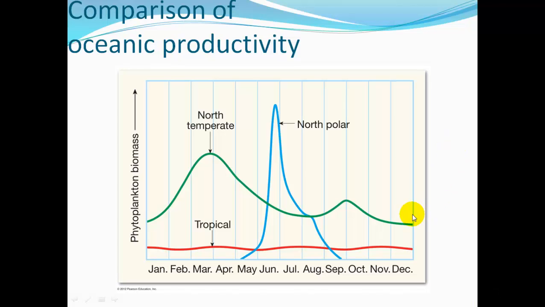Okay. Now in northern temperate regions, the productivity in general is going to be higher in the spring, with a secondary peak in the fall. The north polar height of productivity is in that summer zone, and the tropical just remains low year-round.